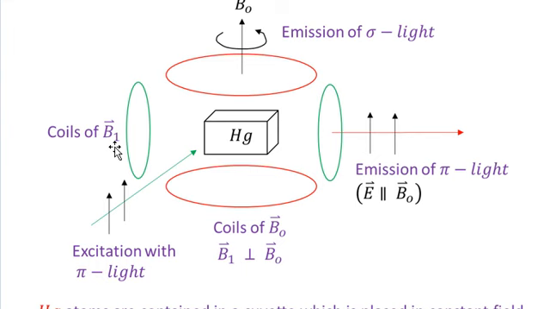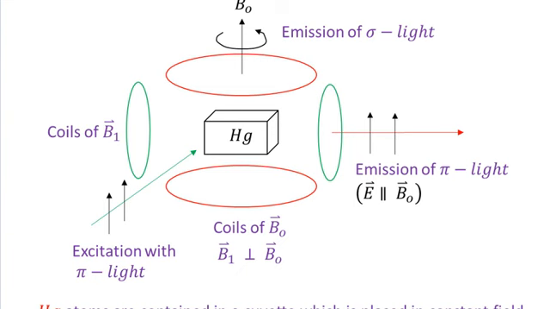You see that when the mercury atom absorbs the pi light for the excitation, it will also re-emit the same light. That is, the pi light will also be emitted. And again, for this pi light, the electric field is parallel to that of the applied magnetic field B naught, as shown over here as an exit beam, that is, the beam coming as the emitted beam from the mercury atoms.